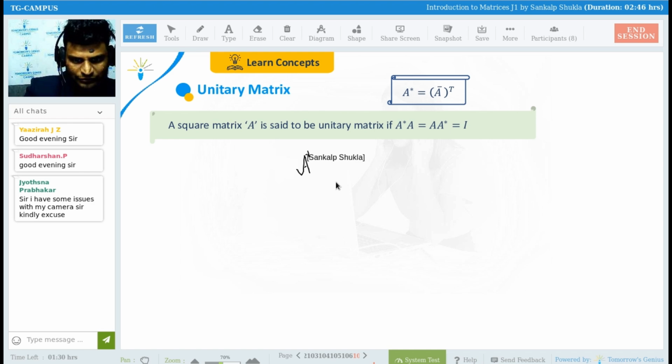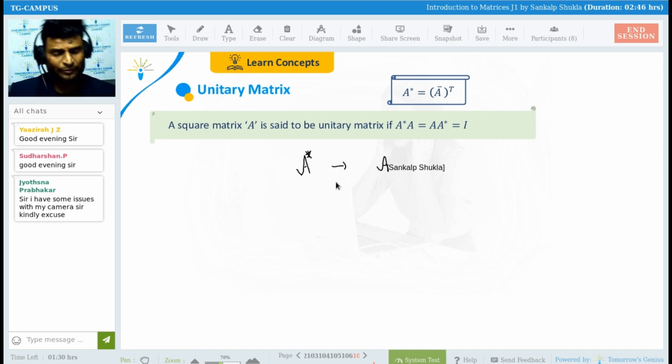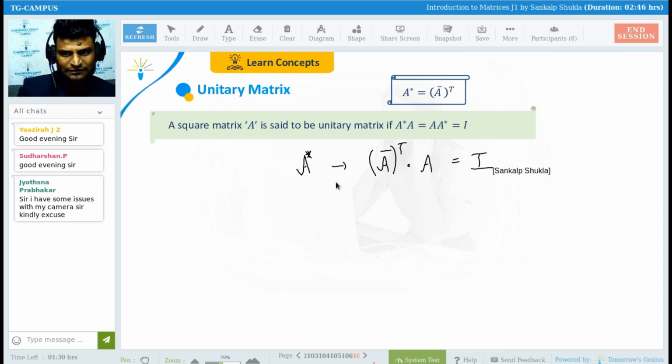Okay, A star they have used. A star is simply the operation we discussed in the Hermitian matrix, like if you take the conjugate and then take the transpose. If this thing multiplied by the original matrix is I, then it is known as a unitary matrix. Okay.